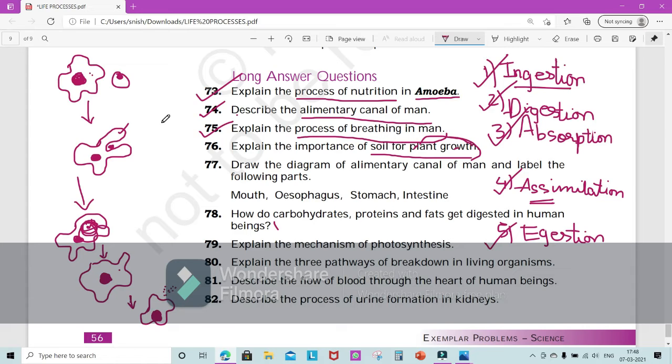Number 1. Number 2 is nutrients. There are many nutrients that are required for plant growth, which are present. The minerals are present in the soil. Number 3, it contains water. The most important thing is water. Even in the absence of irrigation, soil can provide the necessary amount of water for plant growth.